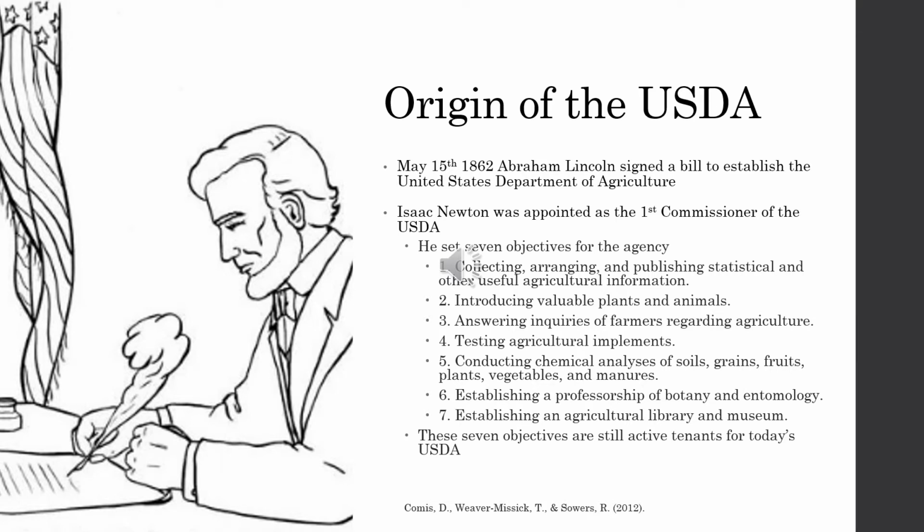As a part of his duties, he set 7 objectives for the agency: collecting, arranging, and publishing statistical and other useful agricultural information, introducing valuable plants and animals, answering inquiries of farmers regarding agriculture, testing agricultural implements, conducting chemical analysis of soils, grains, fruits, plants, vegetables, and manures, establishing a professorship of botany and entomology, and establishing an agricultural library and museum. These 7 objectives are still active tenets for today's USDA.